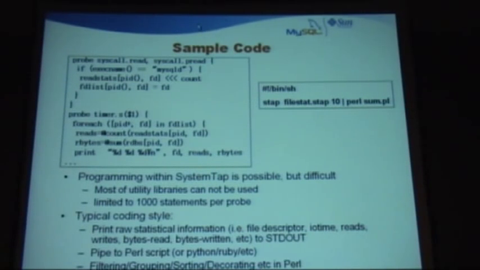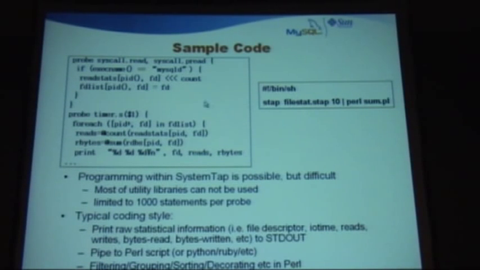By writing a probe on syscall read, when the read system call is invoked, this probe function is invoked. It counts how many records and how many bytes were read, and which file descriptor was accessed. So we can track how many bytes are read per file descriptor.